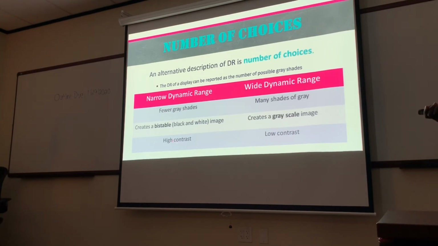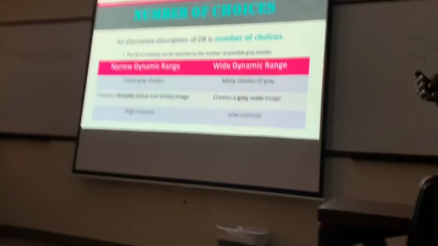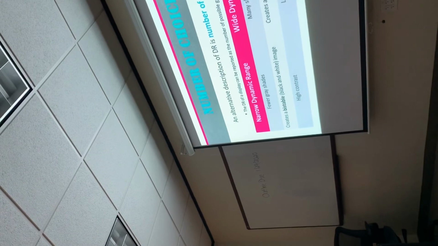We're going to have a bistable image, which bistable means a black and white image. It's going to be black, gray, white, with a narrow range. You don't have many choices. And that's considered high contrast. High contrast meaning it's a black and white image.